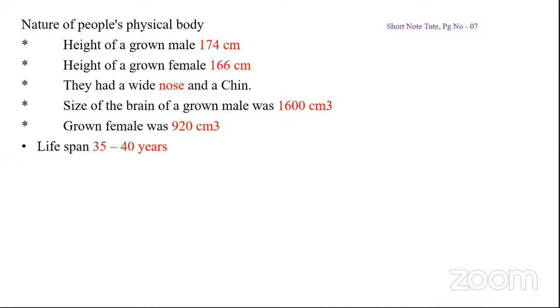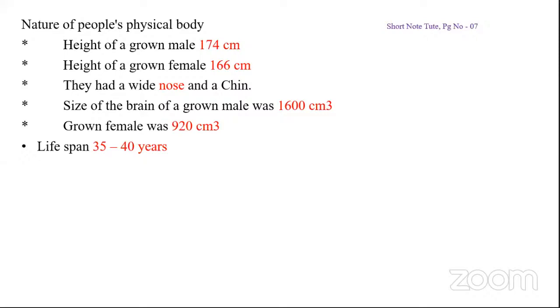Now see the difference: a grown male was 1,600, a grown female was 920, so just half. The lifespan was 35 to 40 years. So this is about the people's physical body. Sometimes this information is used to make some MCQs and short questions only. They don't give anything like this as an essay type question. So now I think it's time to go for an essay type question.